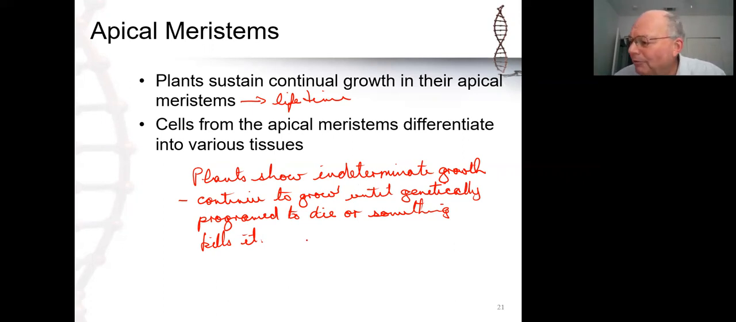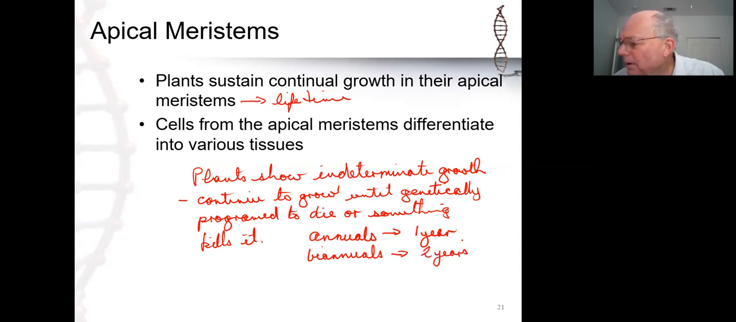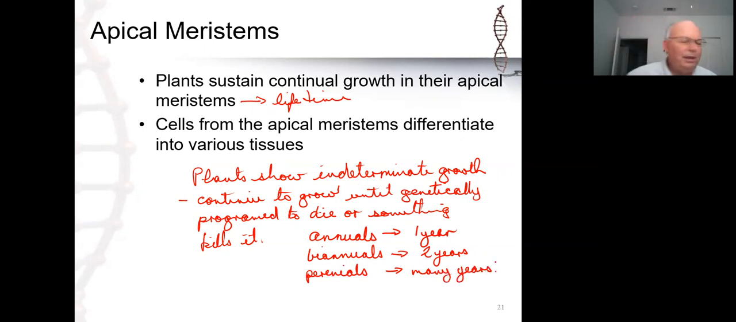killed off, which means we have annuals, 1 year, biannuals, which is 2 years, and then perennials. And this is why we have things like the bristlecone pine and other plants that have been dated to around 4,000 years of age and still growing.